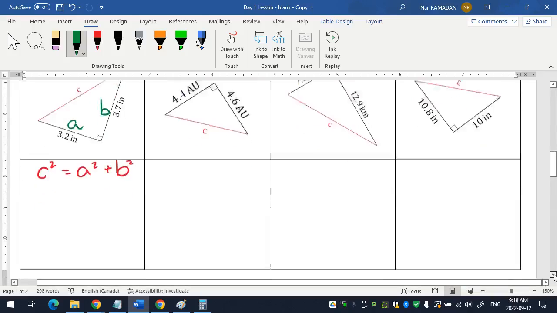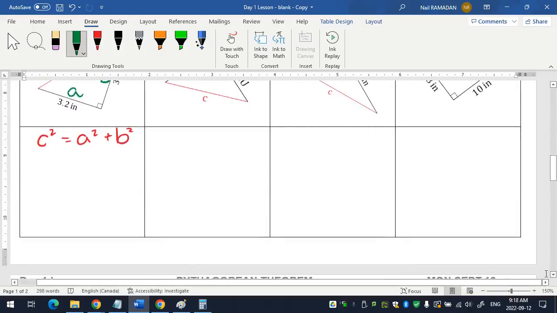Can someone tell me what I should do next in that equation? Which values do I know? The C, the A, or the B? No, which ones do I know? I know the A and B. If you know something in math, plug it in. Write it down. So this means C squared equals, now what's the A?